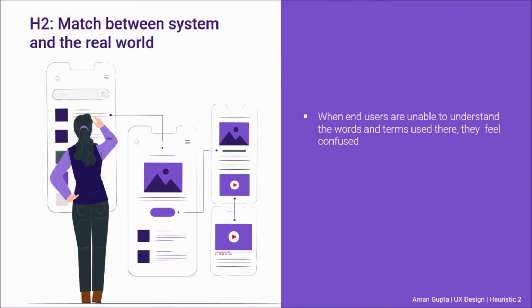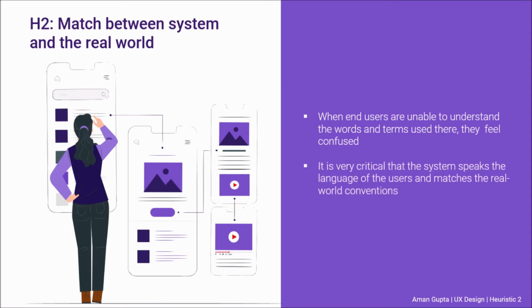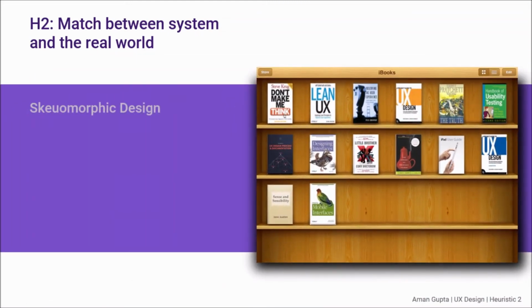When actual end users visit these sites and apps and are unable to understand the words and terms used there, they feel confused and therefore they try to find an alternative or an external help to get their task done. Therefore, it is very critical that the system speaks the language of the users and matches the real-world conventions. As we are discussing the real-world conventions, our discussion would be incomplete if we don't talk about skeuomorphic design.